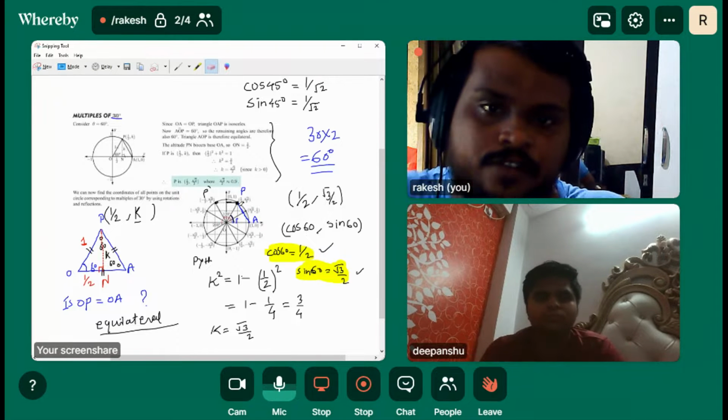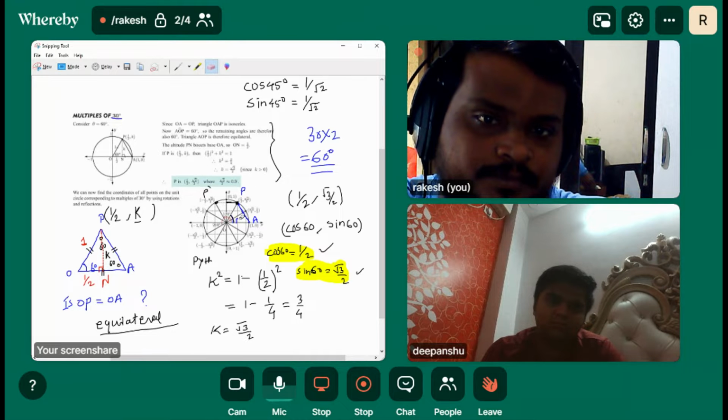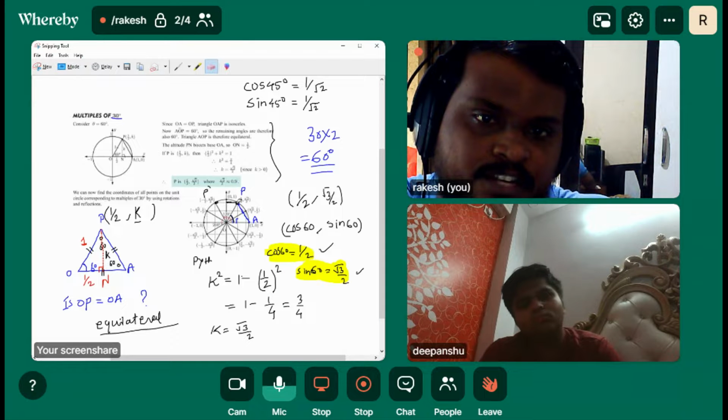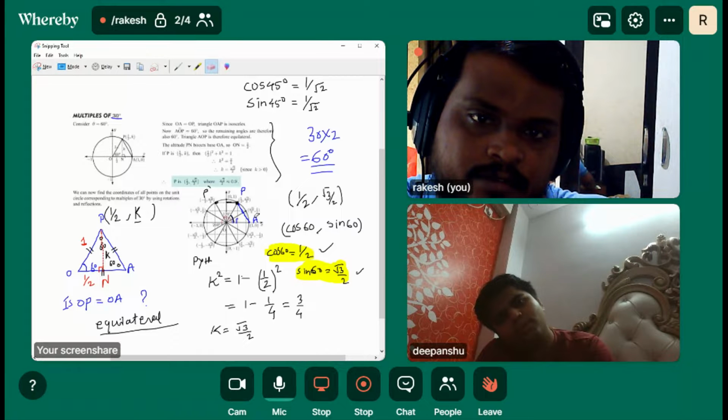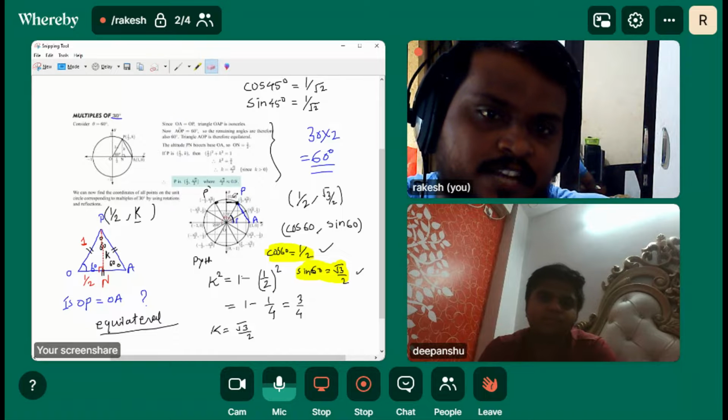Okay. Now, if suppose this P has 1/2 comma root 3 by 2, what would be the coordinate at 30 degrees? Because of this symmetry, we can prove that this is half. See, this will reverse. Are you getting that? This will reverse directly.